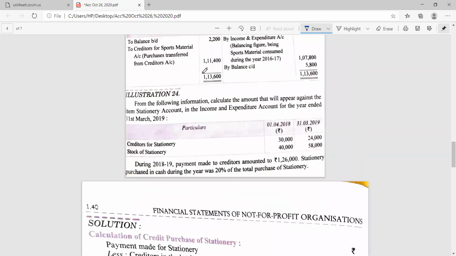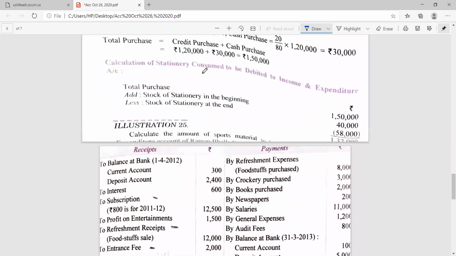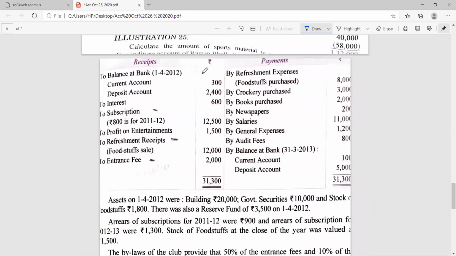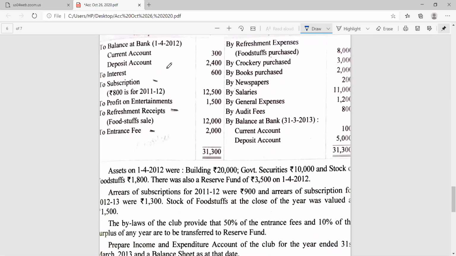In this way, this concept is to be done. Now, let's see a full-fledged question, how it is to be done. Illustration number 25. From the following, you have to prepare the receipt and payment account. Here, the receipt and payment account is given over here. The current account and the deposit account, interest, subscription, refreshment receipt, entrance fees, refreshment expense, property purchase; the debit side is the receipt side and the credit side is the payment side, given over here.